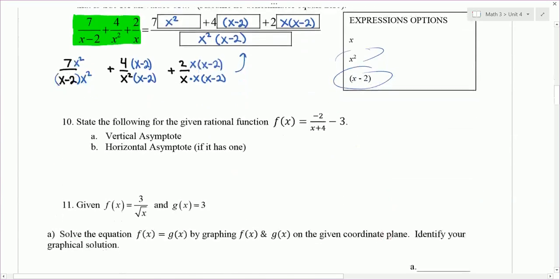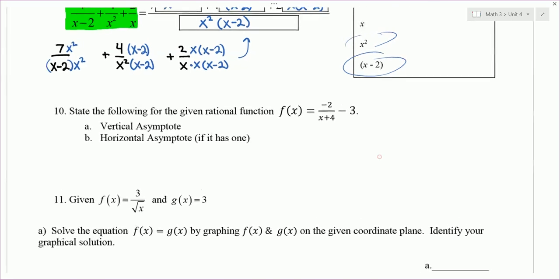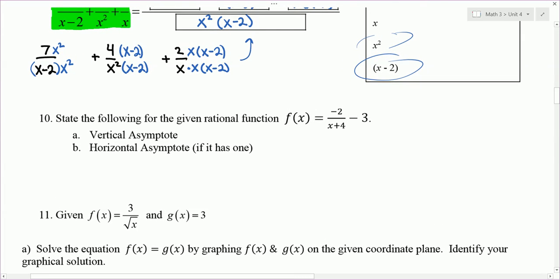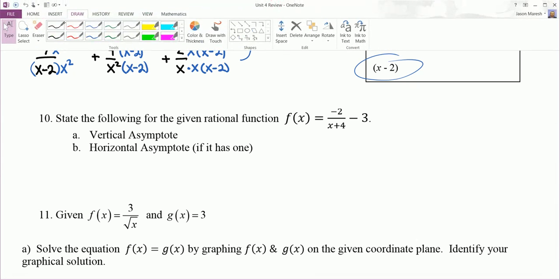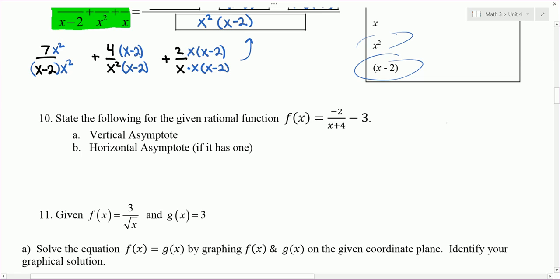Number 10. Here we're going to state the following for the given rational function. We're looking for the vertical asymptote and for a horizontal asymptote if it has one. So on number 10, when we have a standard rational function, or the parent graph, you have a vertical asymptote on the x and y axis. So say here's our x and y axis.